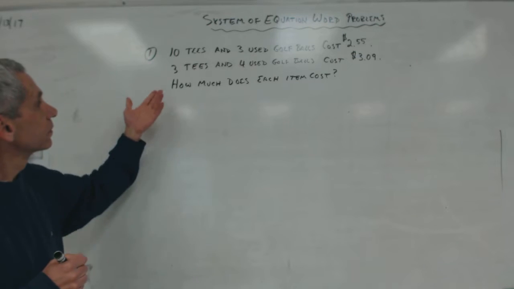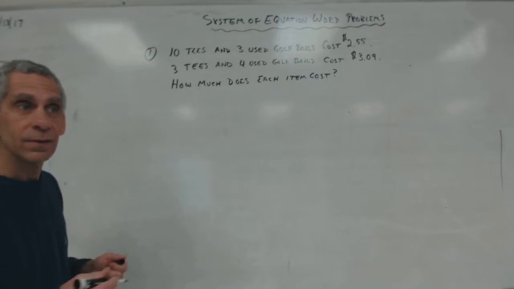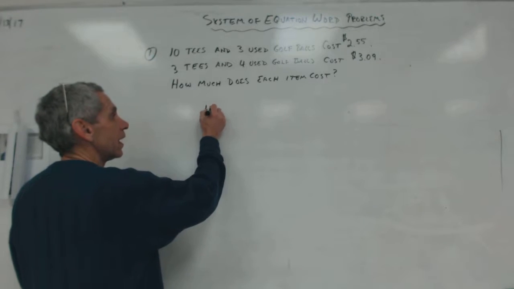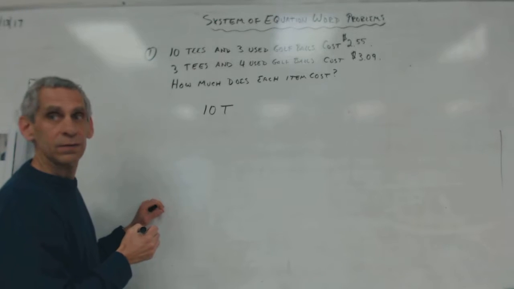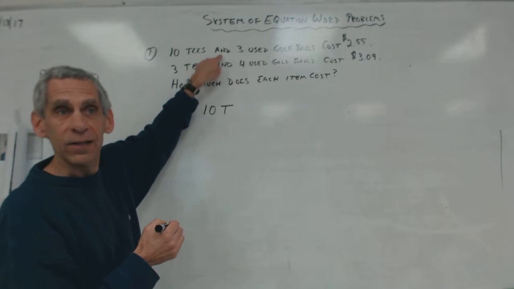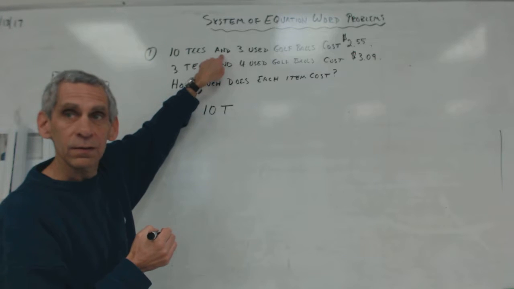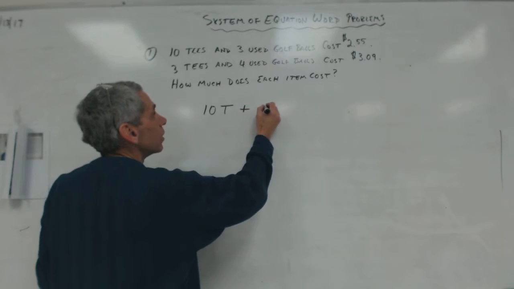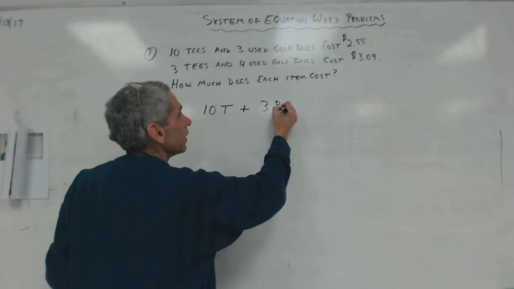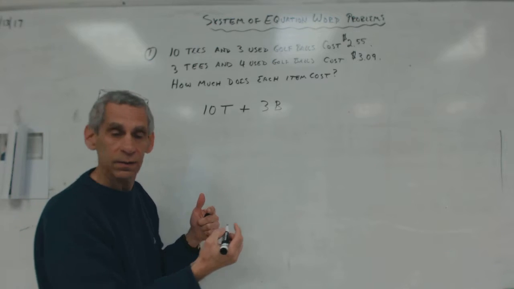Look at it. It says 10 tees. So that's 10T, right? It says "and," that doesn't say subtract, it says "and," that's probably a plus. Do you agree with me? Plus, yes. So 10T plus 3B cost would be equals, right?